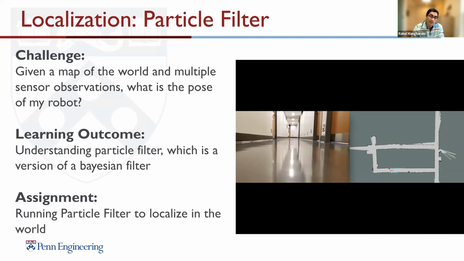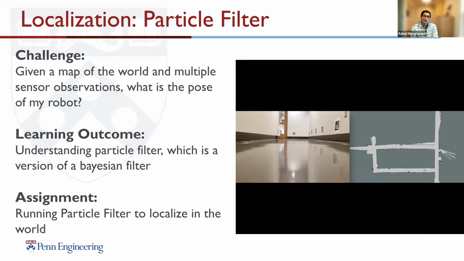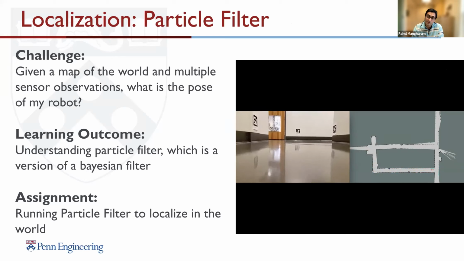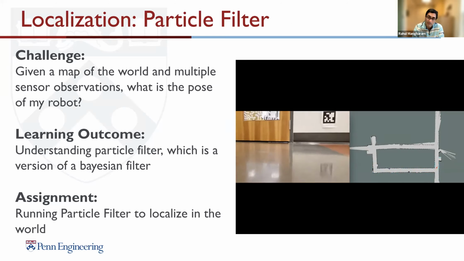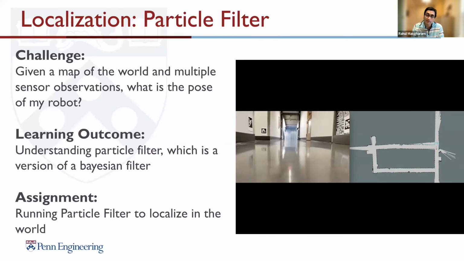Right, so you'll implement this particle filter, understand how it works, which is basically a version of Bayesian filtering. And then you'll run this particle filter to localize yourself in the real world. Okay, great. That's very nice, right? Now you have a map and you know where you are on the map.